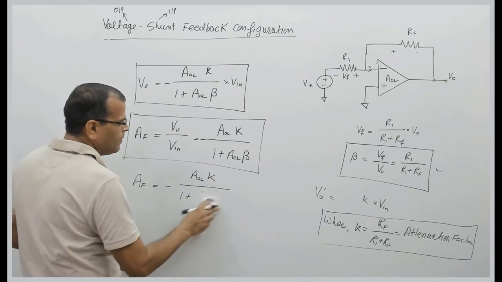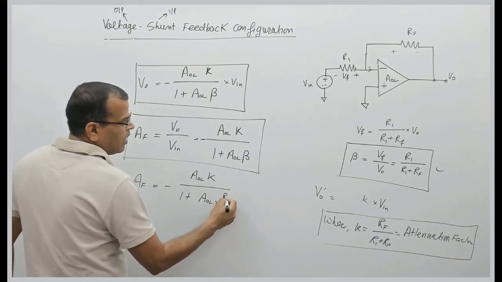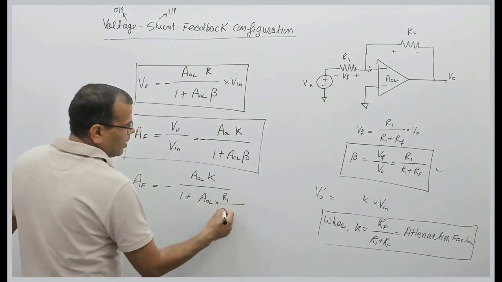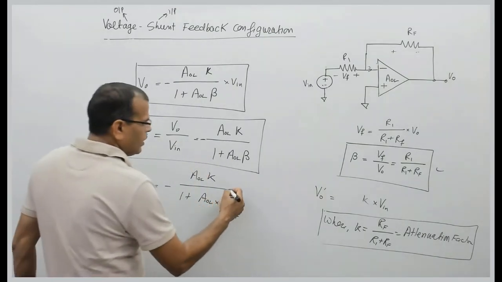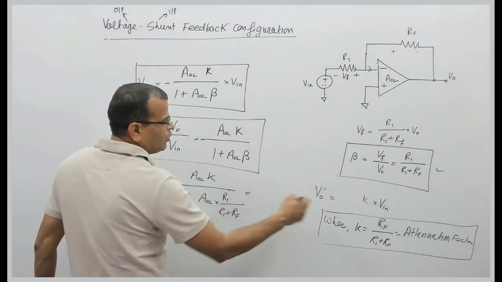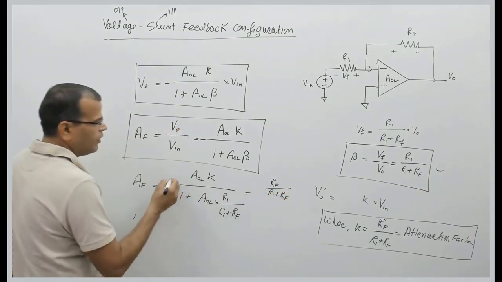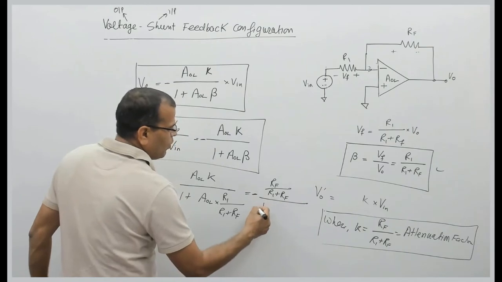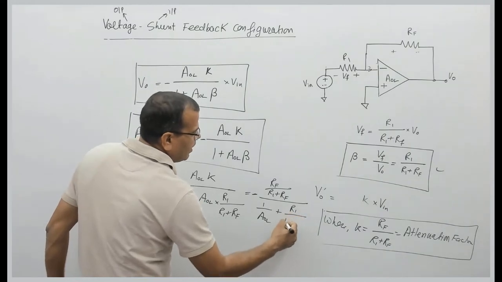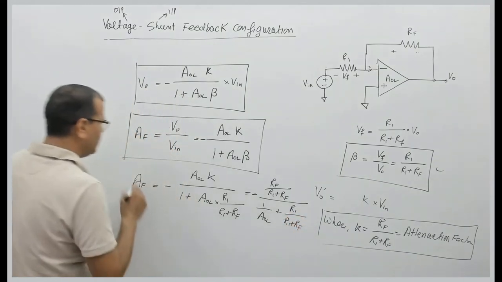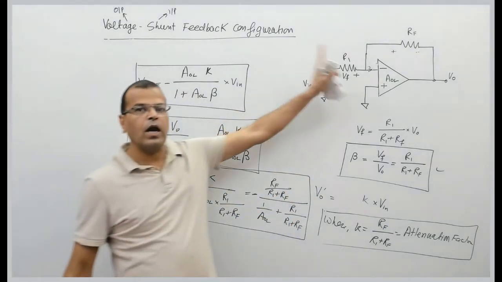And what is beta? Beta is nothing but R1 by R1 plus RF. Now I can modify this equation like this. K is RF divided by R1 plus RF with a negative sign outside, divided by 1 by AOL, I have taken this in the denominator, plus R1 divided by R1 plus RF. This is the expression of the exact gain of the inverting amplifier.